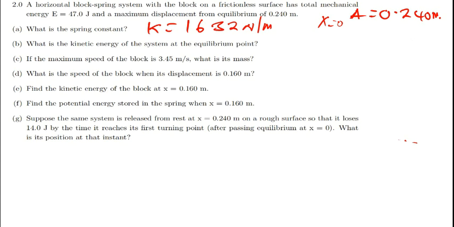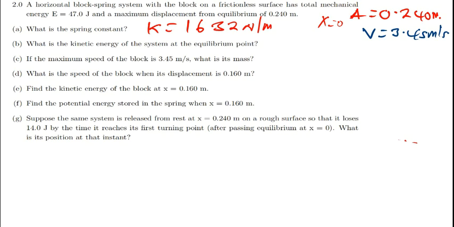Now we go to part C. If the maximum speed of the block is 3.45 meters per second, what is its mass? So if the velocity is 3.45 meters per second, the question is, what is its mass? Now again, this is going to come from mechanical energy as well.